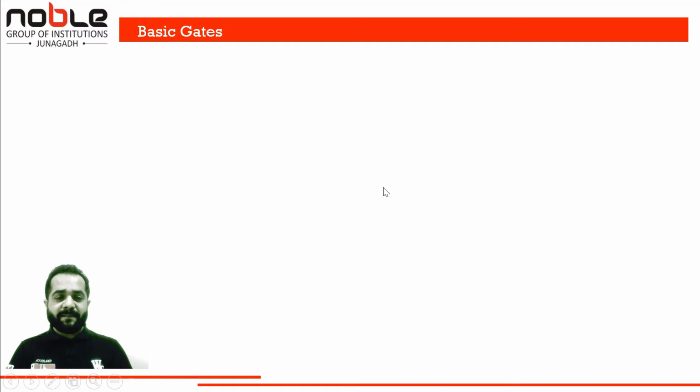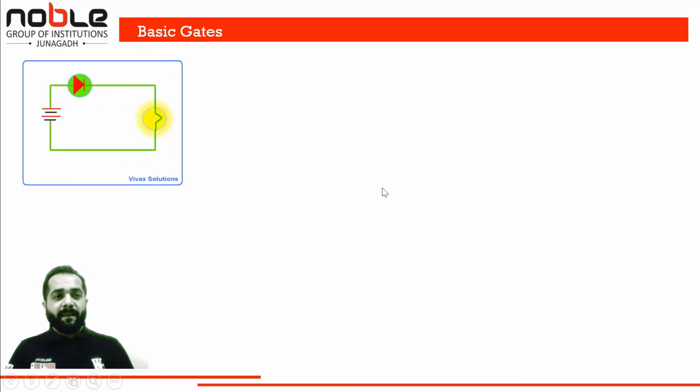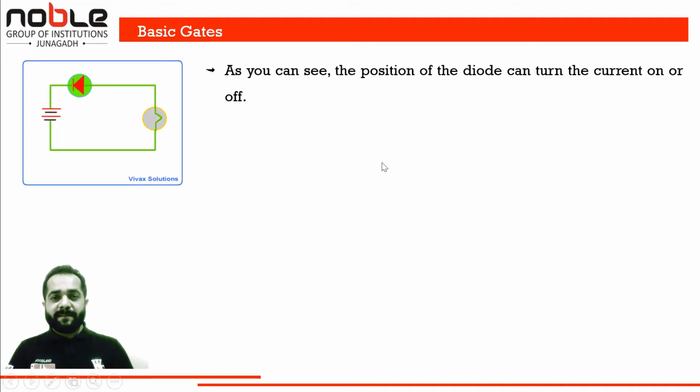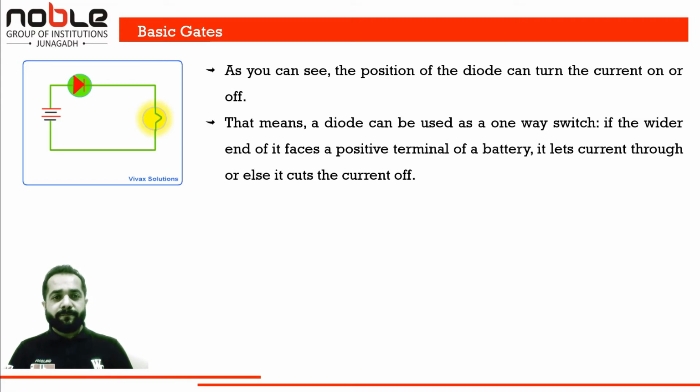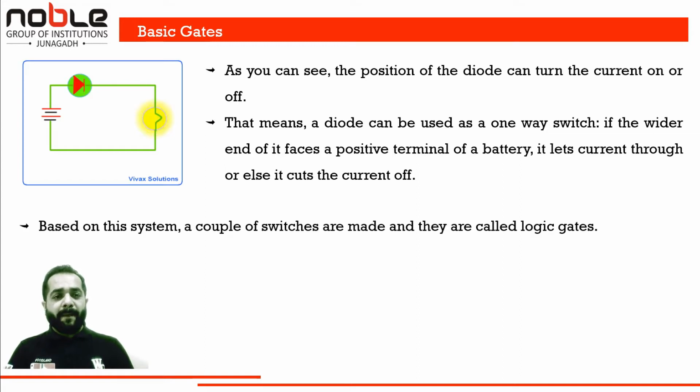First and foremost, we must have the knowledge of what is meant by the basic gates. Here one figure is displayed. As you can see, the position of the diode can turn the current on or off. That means a diode can be used as a one-way switch. If the wider end of it faces the positive terminal of a battery, it lets current through, or else it cuts the current off. Based on this system, a couple of switches are made and they are called logic gates.